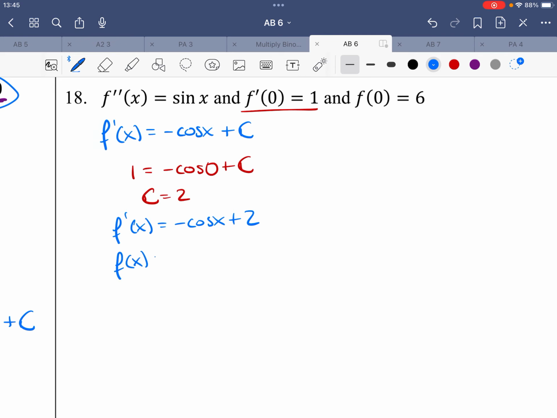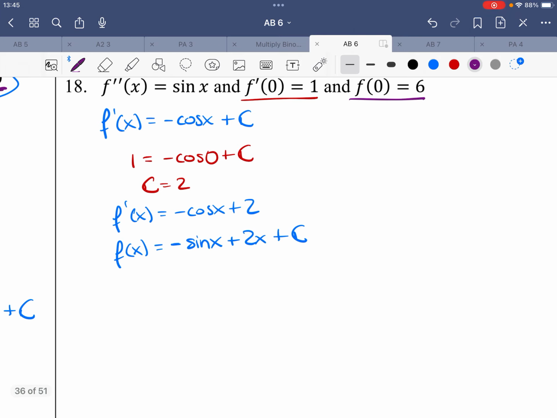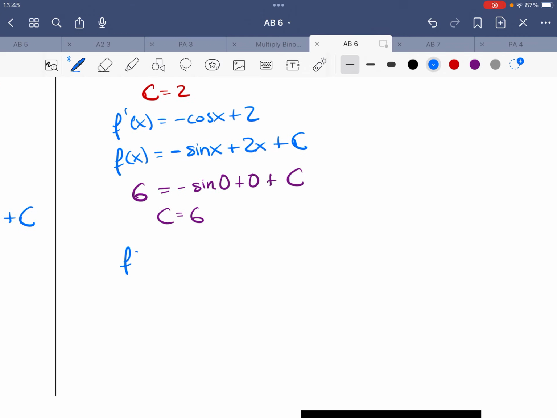I'm going to anti-differentiate again, taking the antiderivative. The antiderivative of negative cosine is going to be negative sine, or the antiderivative of cosine is sine, but with the negative in front. Plus 2x plus c. And to find the value of that c, I'm going to use that other condition. So f is going to be 6 when x is 0. In this case, sine of 0 is 0, so c equals 6. And to write the final answer, it is going to be the function that I had already, but instead of c, I write 6.